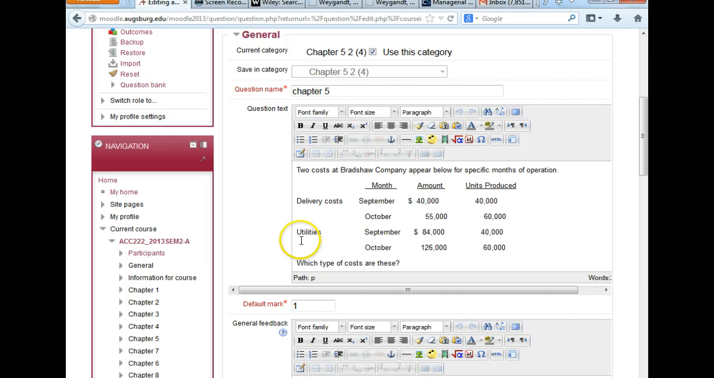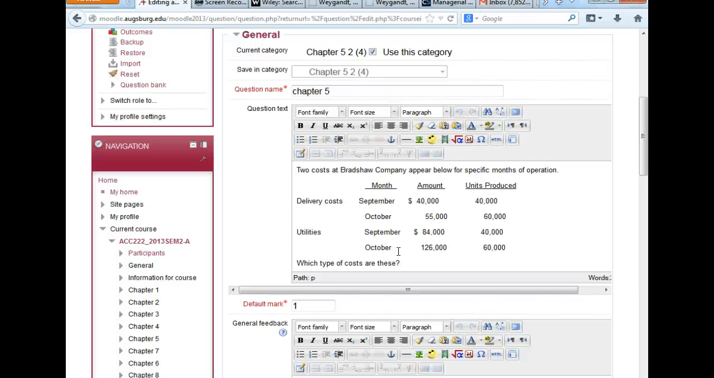Look at the utilities. In September, $84,000 of cost with 40,000 units produced. How much is that per unit produced? Anyone? If you take 40,000 units, divide that by $84,000 cost, what do you get? $0.40? Maybe, how about $2.40? 84,000 divided by 40,000 units. I'm sorry, take your cost and divide it by the number of units. It's $2.10 per unit.